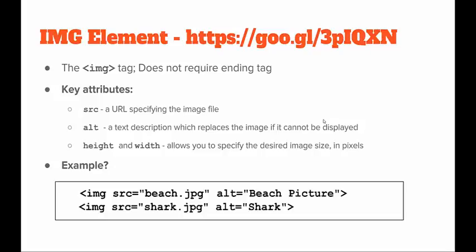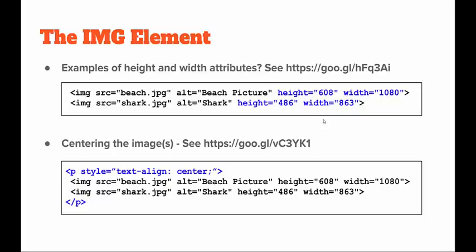The example here on the screen indicates we have two image files, beach.jpg and shark.jpg, that we wish to display on the screen one after the other. And if they can't be loaded for whatever reason, whether it be a network error or something with the browser settings, we have alternate text which will appear in its place. Here are some examples for the IMG element of using the height and width attributes. And again, there's a web page link here that you can check out if you wish to see this in a full implementation.